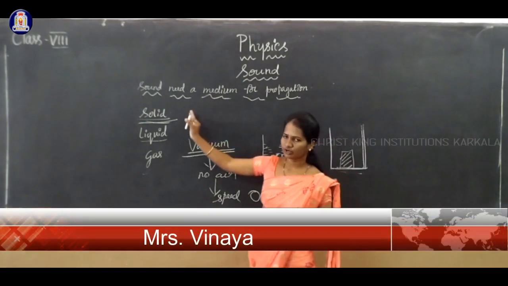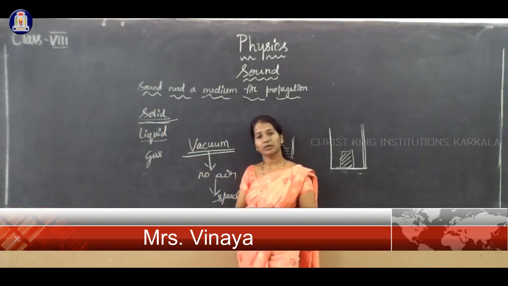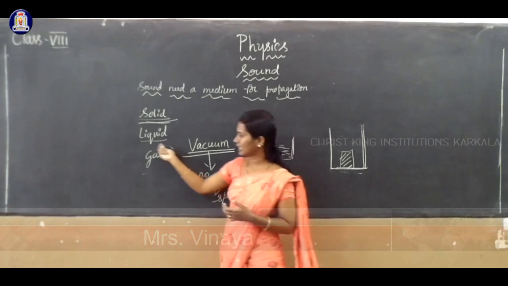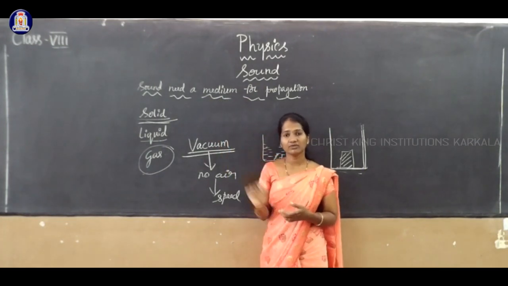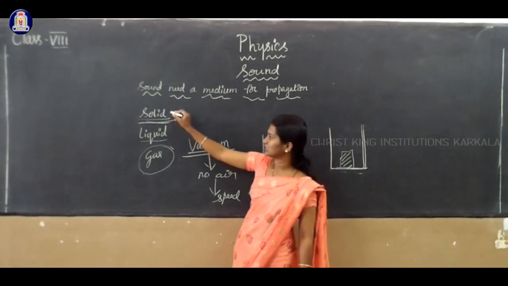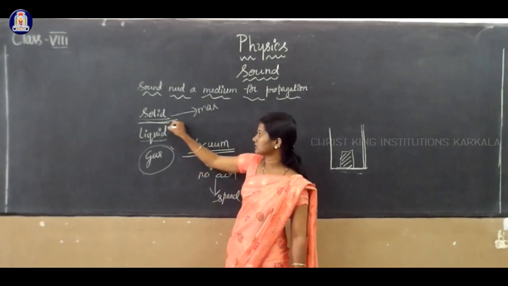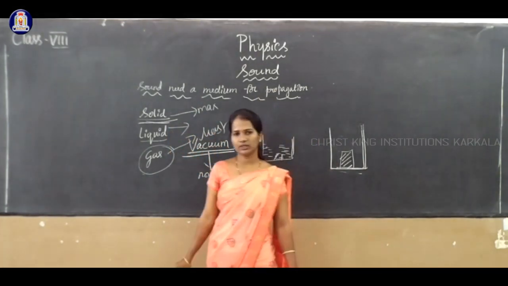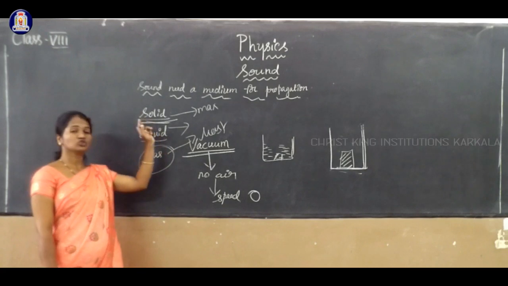Now I said sound travels in the solid, liquid or gaseous medium. But in which medium is the speed of sound maximum? When you hear this question, the first answer that comes is gas. But when light travels, the speed of light is maximum in gaseous medium. When you consider sound, the speed of sound is maximum in the solid medium. Next comes liquid, and it is very less in the gaseous medium. It is highest in the solid medium.